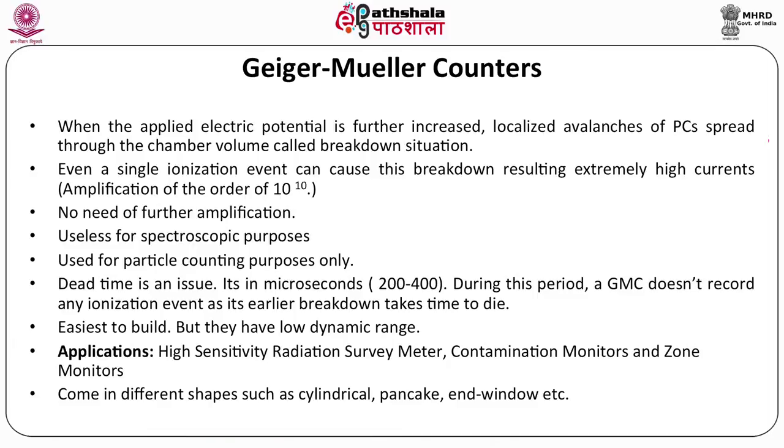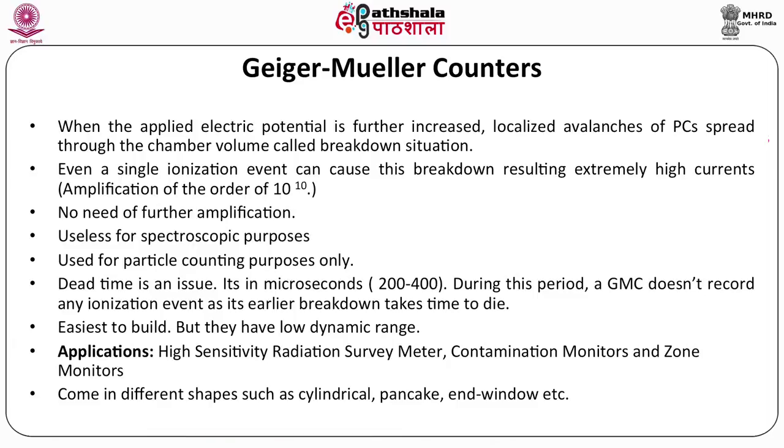Used for particle counting only, for counting purposes. As I told you, resolving time or dead time here is very high, between 200 to 400 microseconds. During this period, the GM counter does not record any ionization event, but it is the easiest among all three to build. High sensitivity, this can be used. Where can a GM counter be used then?